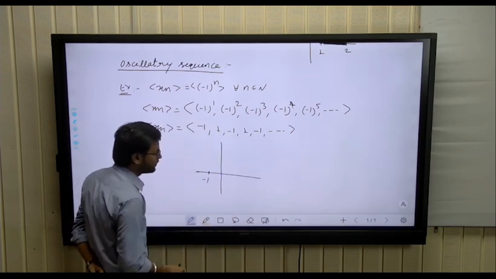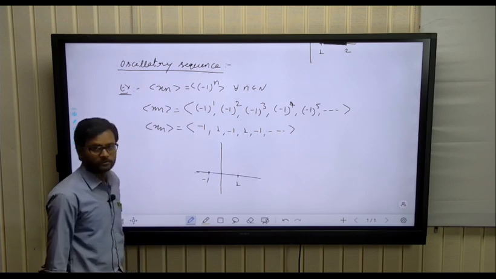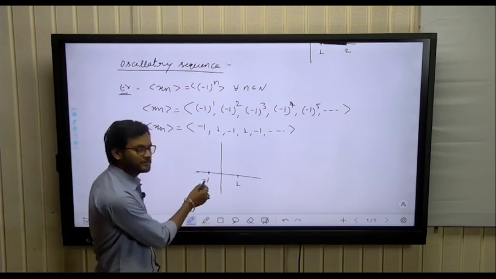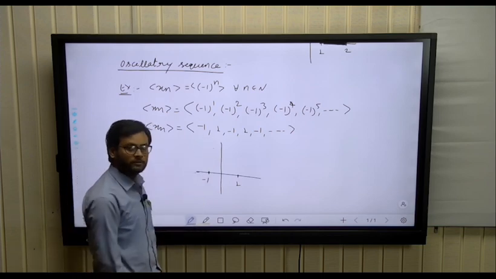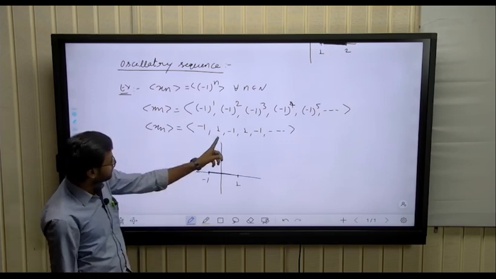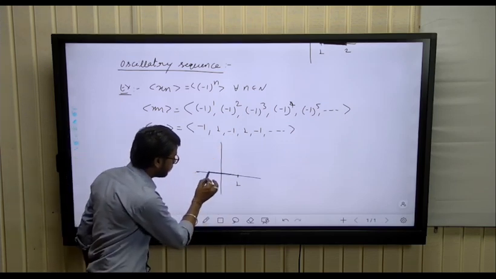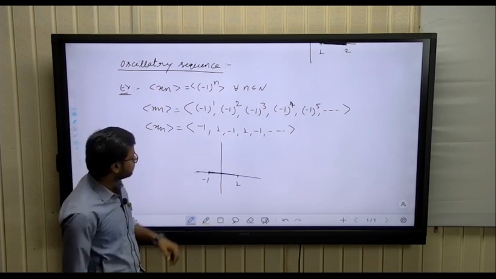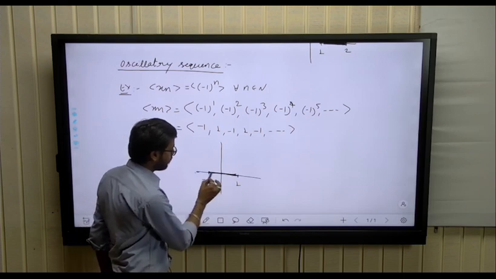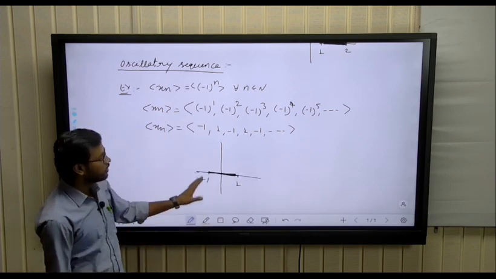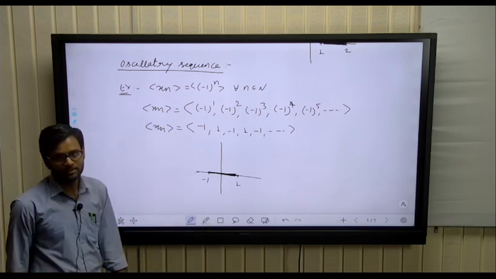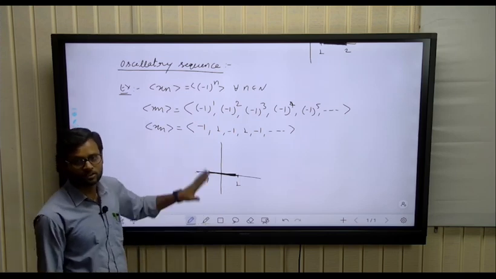Suppose that minus 1, here 1. The first term is minus 1, he started from here. The second term is 1, it means that he goes to 1, and the third term is minus 1, it means that he returned to minus 1. The fourth term is 1, he goes to 1, and after that he comes back to minus 1, so he oscillates between minus 1 and 1. So this is the oscillatory sequence. This is a rare and very good example of an oscillatory sequence.